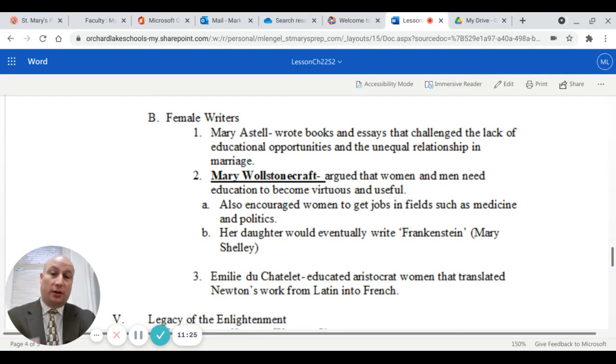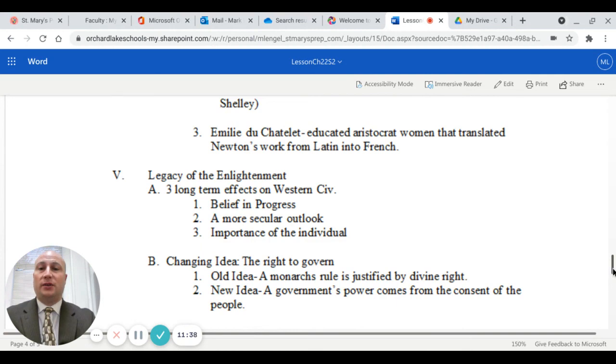Mary Wollstonecraft's daughter, Mary Shelley, would eventually write, of course, the famous book Frankenstein, which has a lot of hidden innuendos within it, actually, if you ever read Frankenstein. And then we also have Emilie du Chatelet. She was an educated aristocratic woman that translated Newton's work from Latin into French, which made this ideology on the universal laws of gravity more available to people in France, which gained her some popularity.